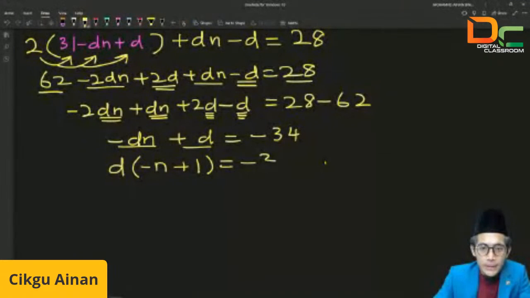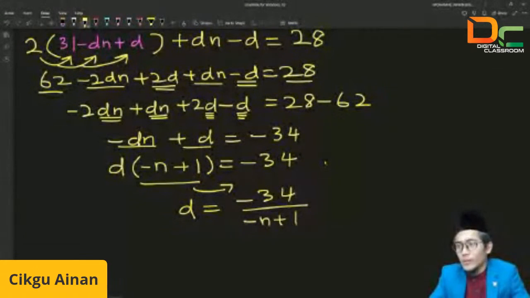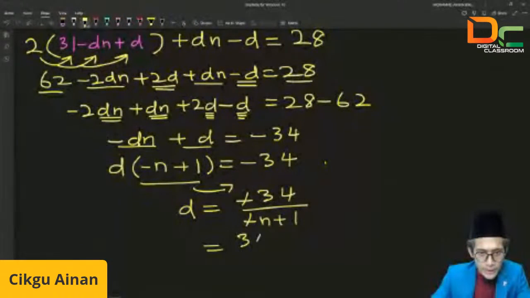Okay, and then minus 34 over there. Now we can move this bracket over to the right hand side. D equals minus 34 equals minus n plus 1. Okay, now I'm sure you all very like to potong. What is the example of the potong? Let's see. You potong like this and then the answer will be 34 over n plus 1.